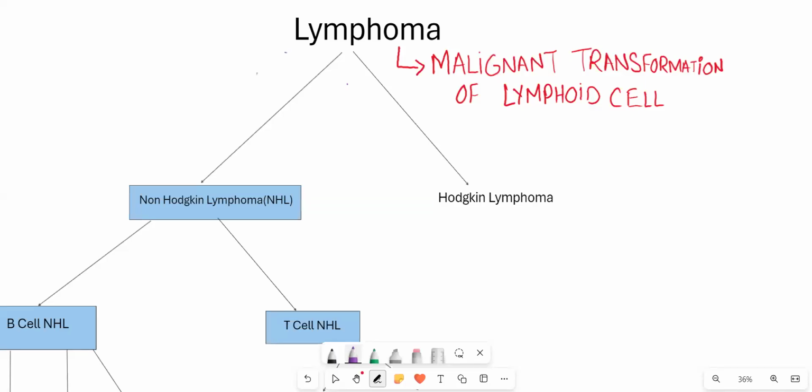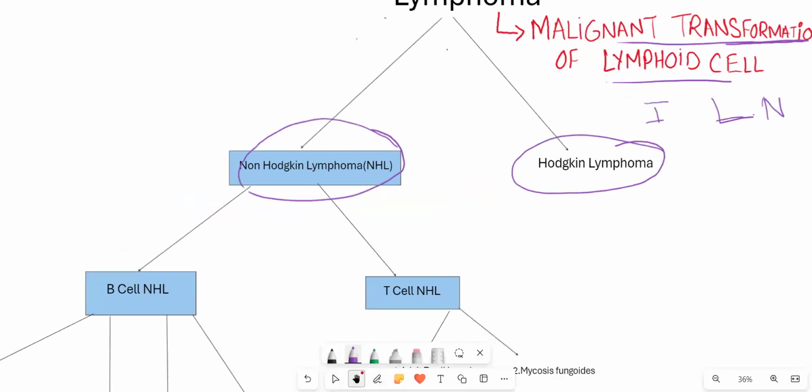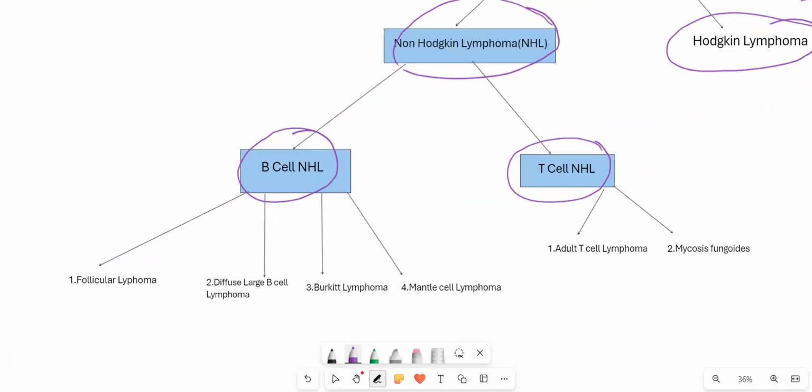Lymphoma is basically the malignant transformation of the lymphoid cells, primarily in the lymph node. Lymphoma is classically divided into two types, non-Hodgkin lymphoma and Hodgkin lymphoma. Non-Hodgkin lymphoma is further divided into two types, B cell non-Hodgkin lymphoma and T cell non-Hodgkin lymphoma. B cell non-Hodgkin lymphoma is further divided into four subtypes.